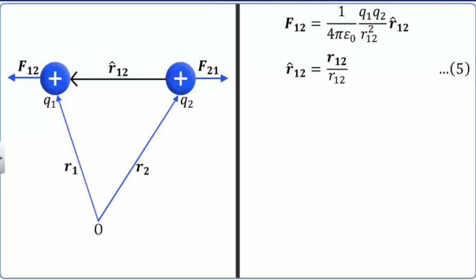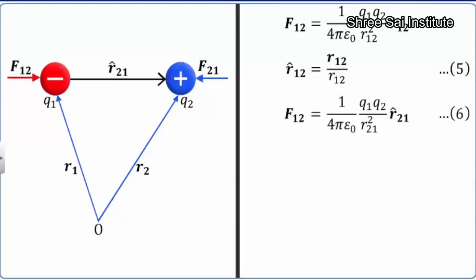If Q1 and Q2 are unlike with respect to each other, the force F12 will be in the direction of the unit vector R21 cap as given in equation 6, since unlike charges attract each other. In this case, the product of the charges Q1 and Q2 will be negative. The unit vector R21 cap is given by equation 7.